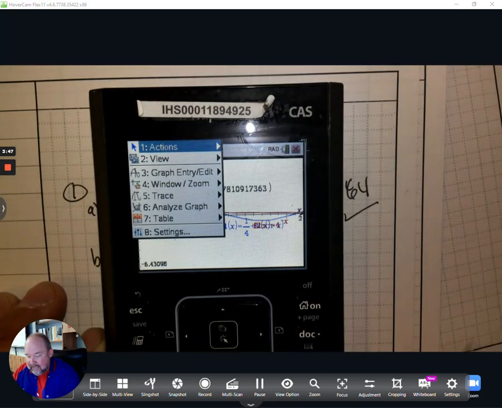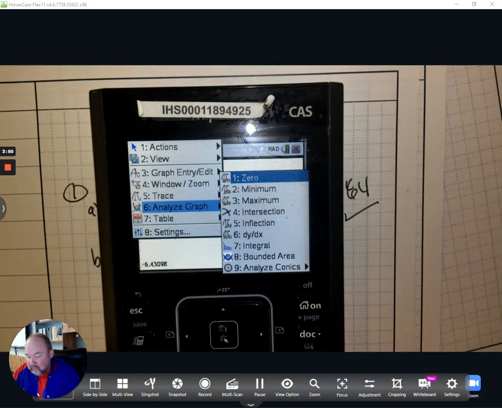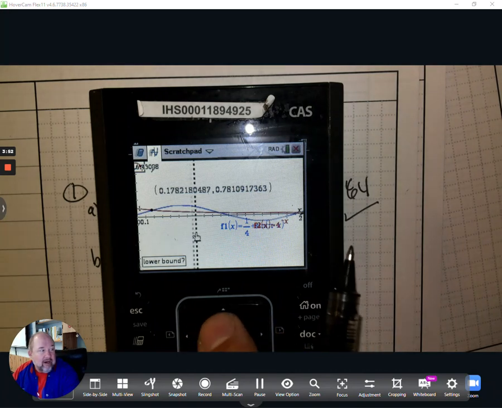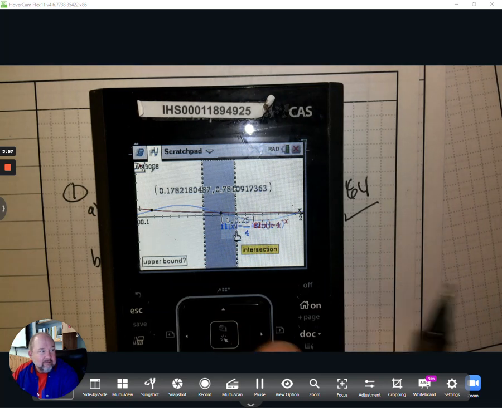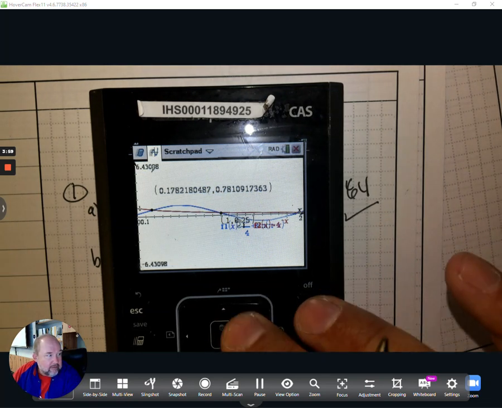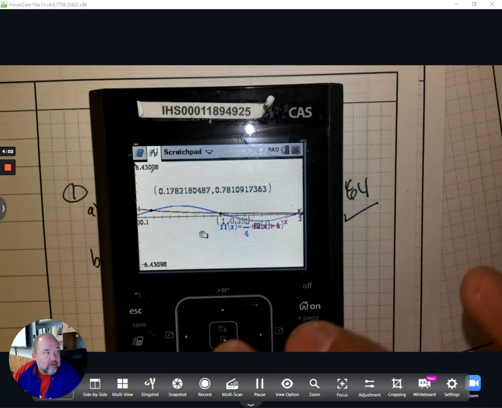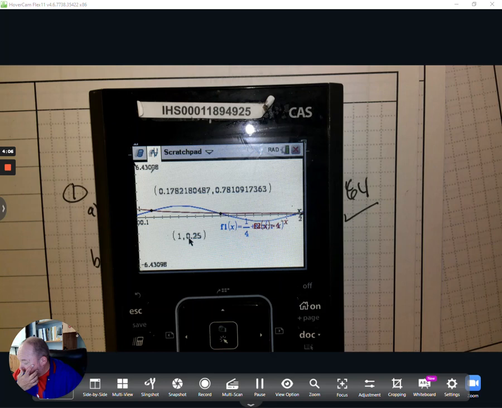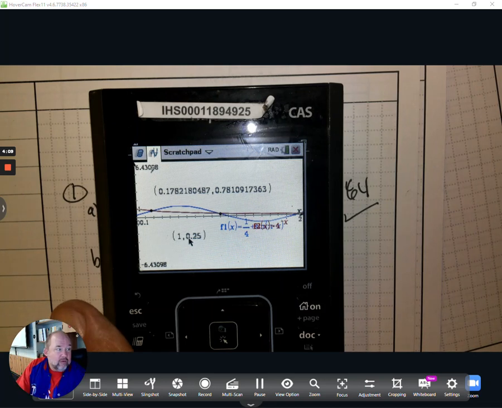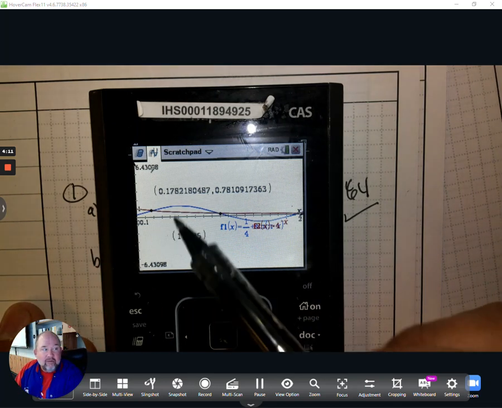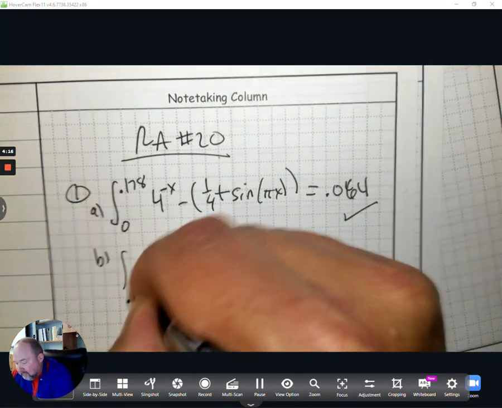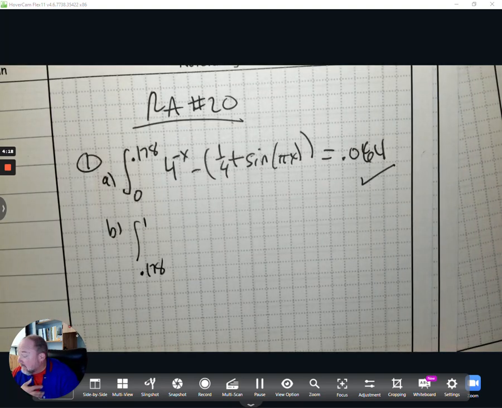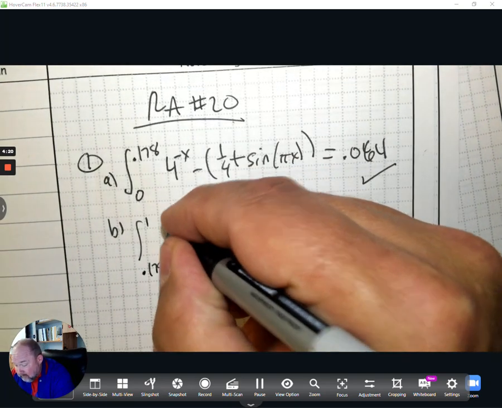Press menu, analyze. And then intersection again is 4. This time I want the other one. So I'm going to press enter and then highlight across it. This one is an easy number. What's the x-coordinate there? It is 1. So it goes from 0.178 to 1.